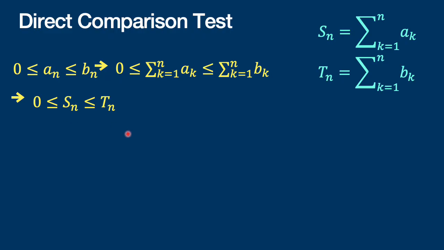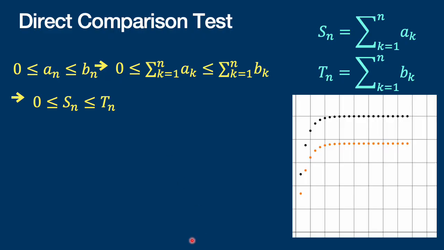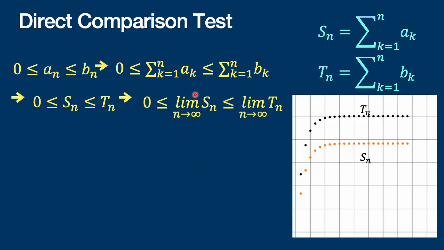What happens when they take a limit? What is the end behavior of the partial sums? We're going to see in the graph that the top is T_n and the bottom is S_n. That's the behavior of each partial sum. If the behavior of T_n is convergent, let's see what happens. We check the behavior of each partial sum. What do you know from this graph, guys? Can you see what's going on there?